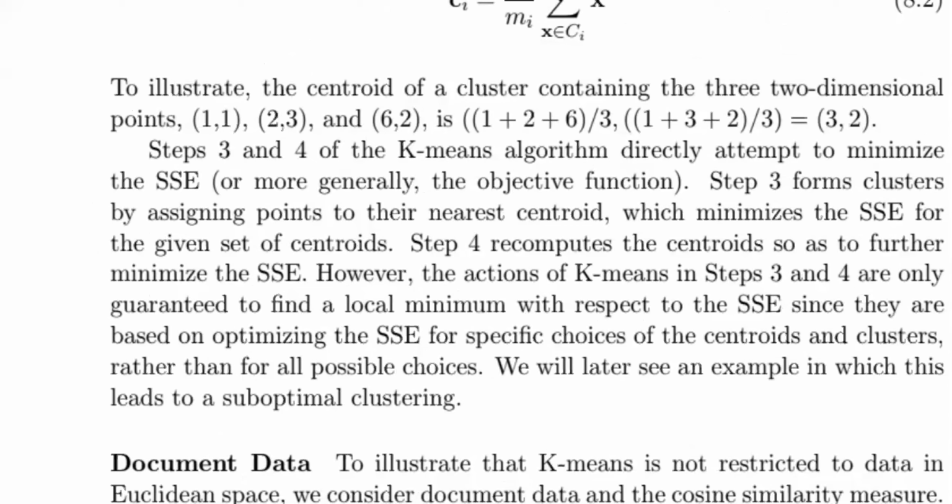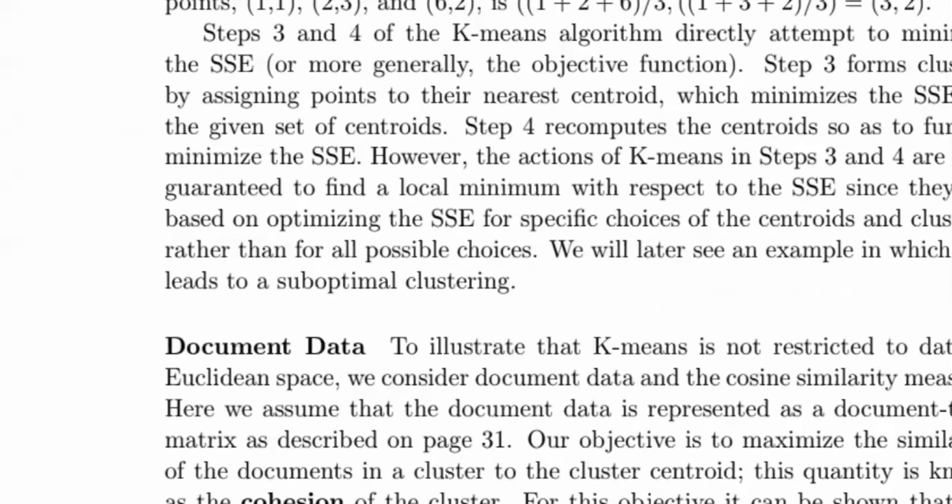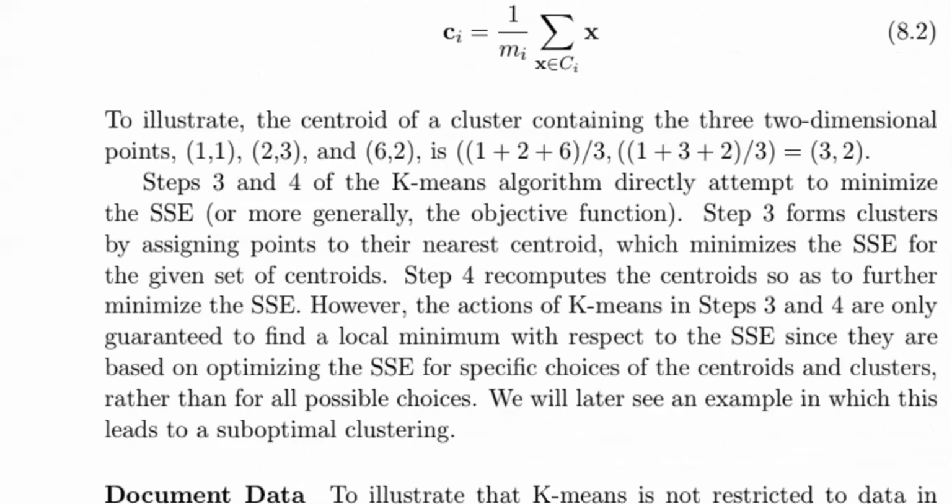These are the steps. Steps 3 and 4 of the k-means algorithm directly attempt to minimize the SSE. Step 3 forms clusters by assigning the points to their nearest centroid, which minimizes the SSE for the given set of centroids. Step 4 recomputes the centroids to further minimize the SSE. Finally, the actions of k-means in step 3 and step 4 are only guaranteed to find a local minimum with respect to the SSE, optimizing the SSE with the specific choice of the centroids. And completely we have to find the centroid of the given points. So here we have the three data points.